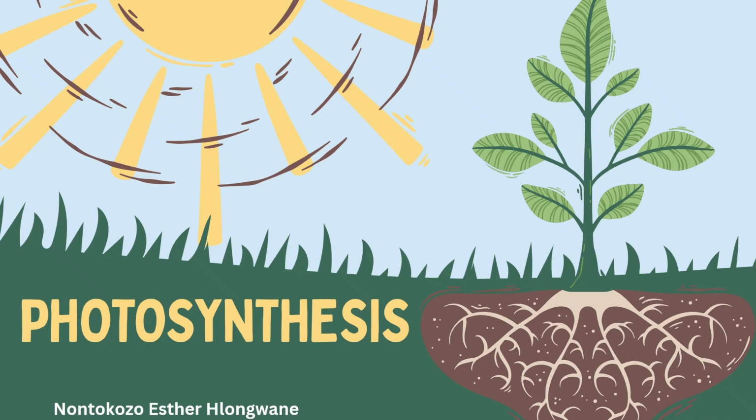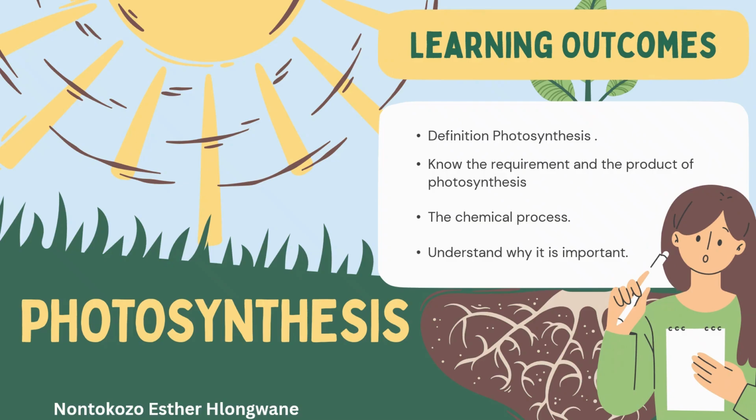Today we're going to learn about something very interesting: how plants make their own food through a process called photosynthesis. By the end of this lesson, you'll be able to define photosynthesis, know the requirements along with the products, also to understand the simple chemical process, and explain why photosynthesis is so important for life.